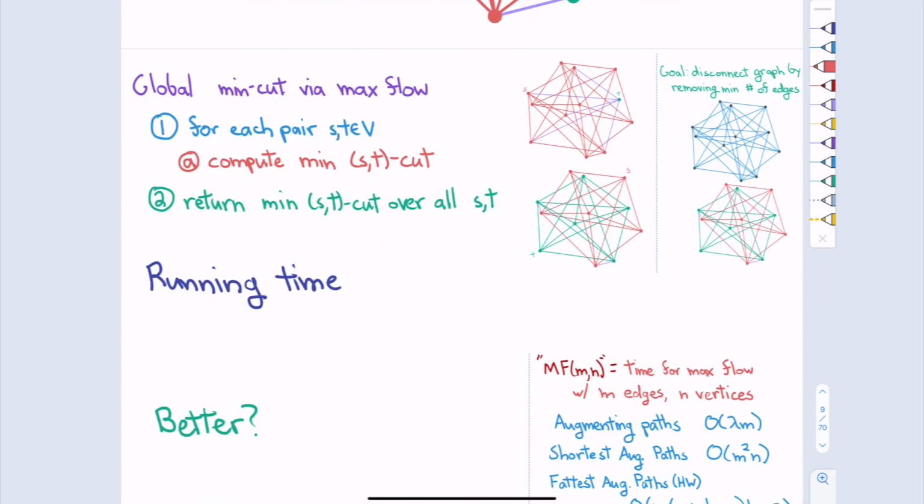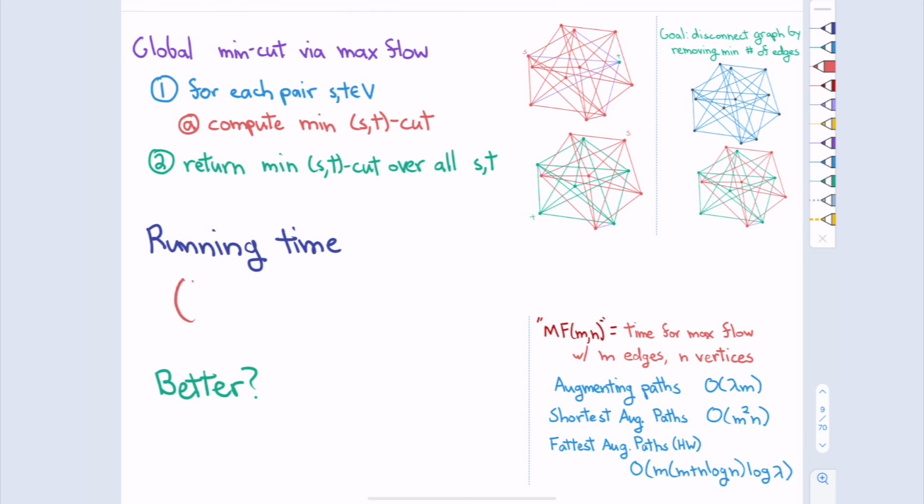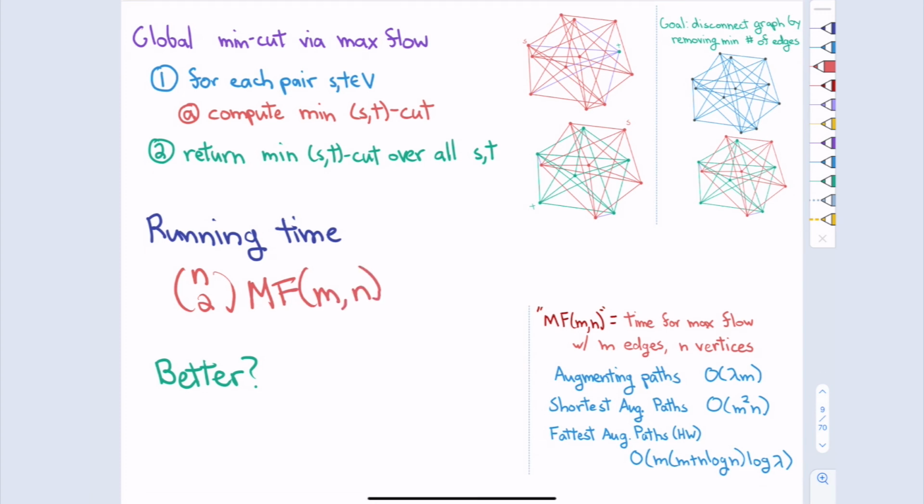Okay, so that'll take something like n choose 2 max flows for whatever the max flow running time is. I think the best one we have together is m squared n. In the homework, you'll do one that's maybe slightly faster for polynomial-sized flows. So that would take n squared max flows, one for every pair. Can anyone do better than n squared max flows, but still using max flows?